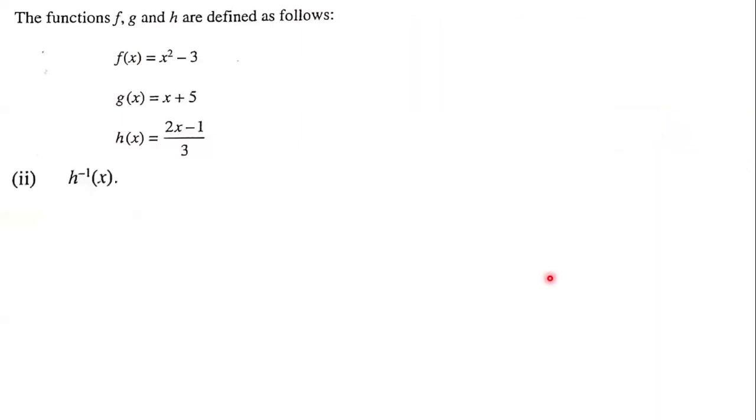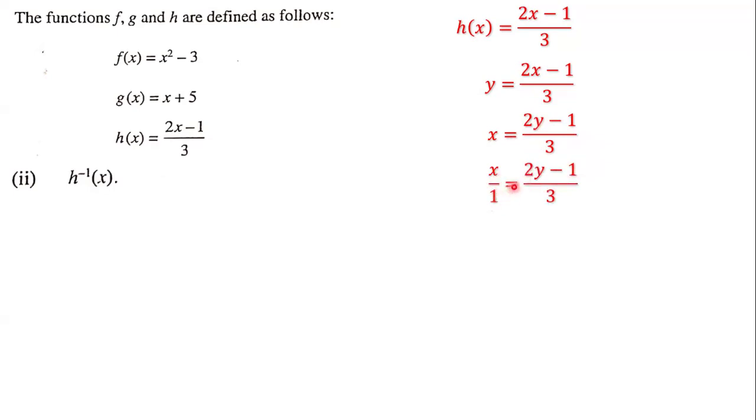Next, we have to find the inverse of h. So we have h inverse of x. And so the first thing that we're going to do is we write what h of x is equal to. H of x is equal to, according to this, 2x minus 1 all over 3. Next, we have to set h of x equal to y. So we have that y is equal to 2x minus 1 all over 3. Next, we swap x and y, so we have x here and y here.